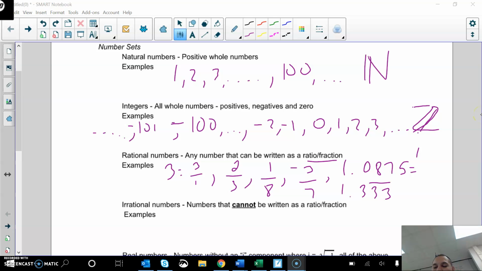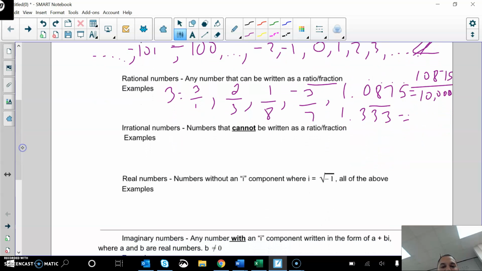We just have to determine how many decimal places we have. So we got 0, what happened to my pen? Get back on there. 10875. What is that? Tens place, hundreds, thousands, 10,000s. So that divided by 10,000, and there's your fraction. Reduce as needed. So any decimal, if it ends or repeats, can be written as a fraction.